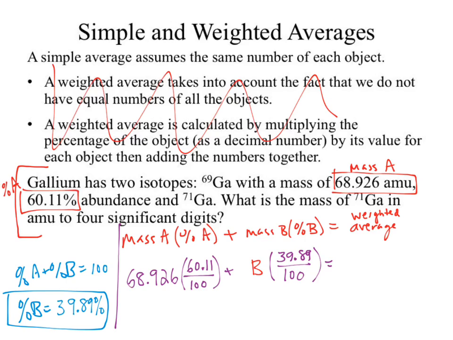What kind of a jerk wrote this question? Didn't give me the weighted average. Can you figure it out? The periodic table gives you the weighted average. On every single test, you have the periodic table given to you so that you don't have to look at the big ones on the wall. Use it. What is the weighted average for gallium? 69.72.